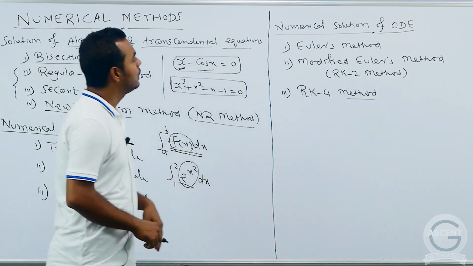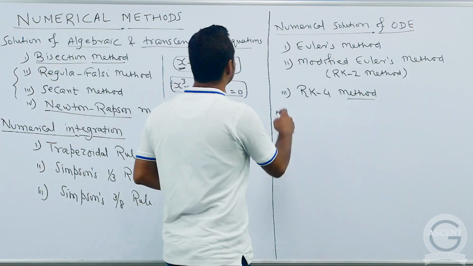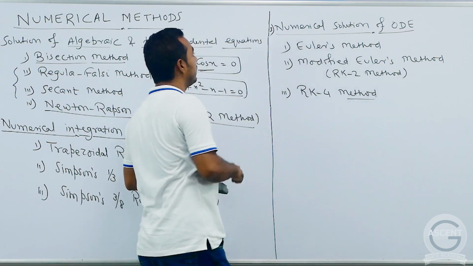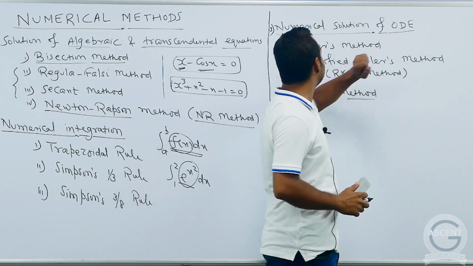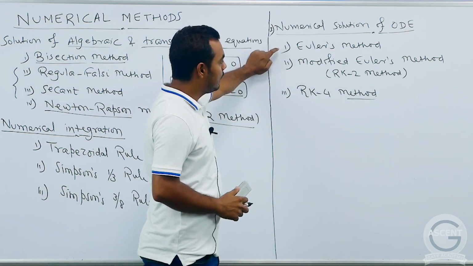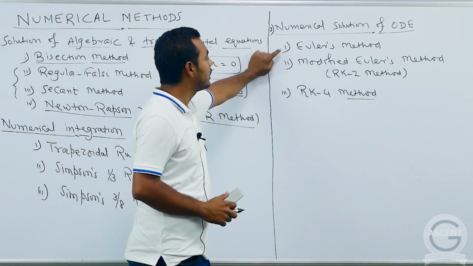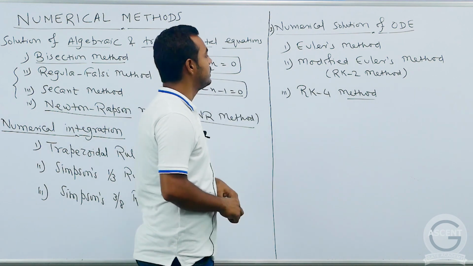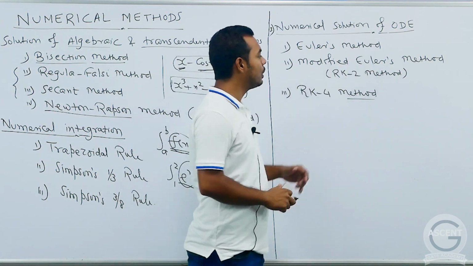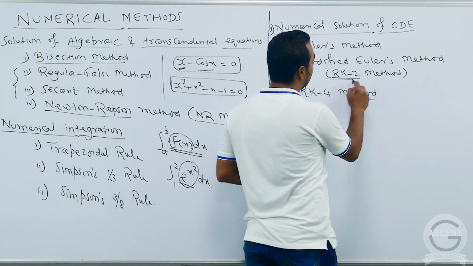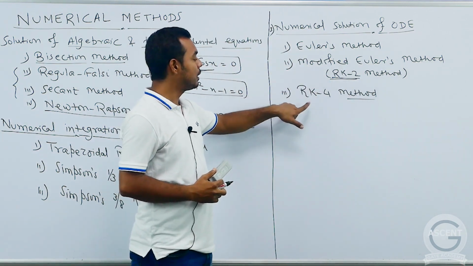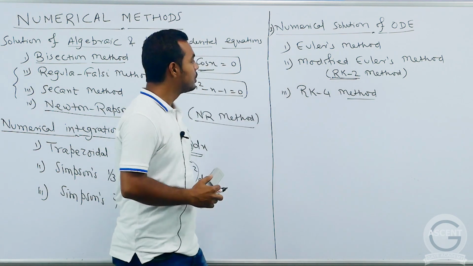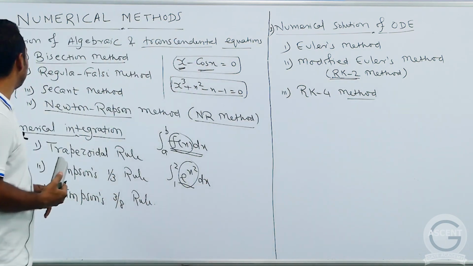After that we'll come to this numerical solution of ordinary differential equation. This will be our third topic. So ODE means ordinary differential equation. So here we have to learn 3 different methods. First one is very basic method. This is called Euler's method. Then second one is modified Euler's method, or we call this as RK2 method or Runge-Kutta method of second order. Then we'll come to this RK4 method. So these are the 3 topics that we have to learn.